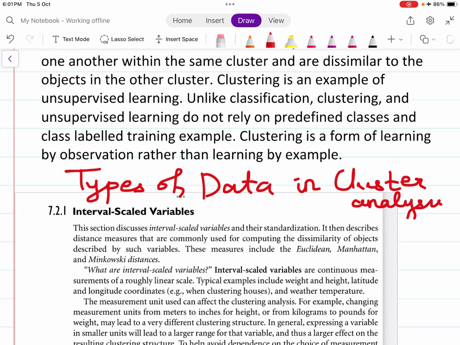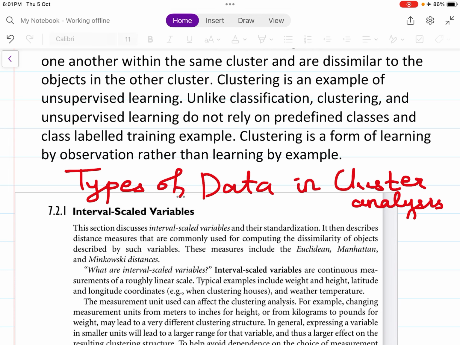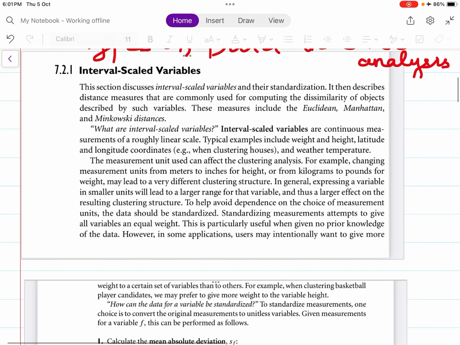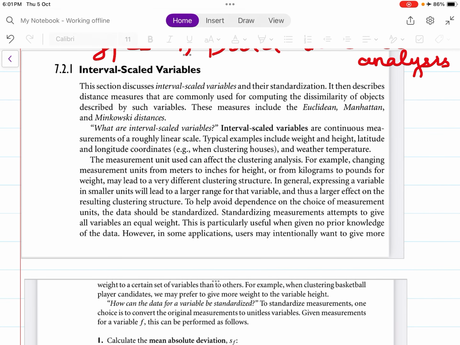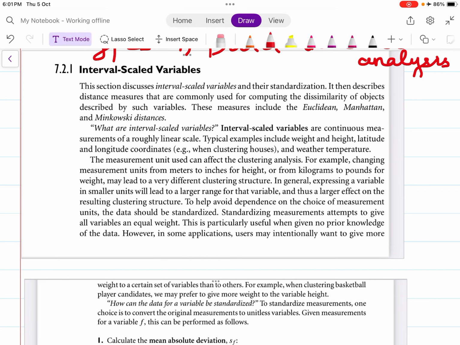So the first type is interval scaled variables. This section discusses interval scaled variables and their standardization. It then describes distance measures that are commonly used for computing the dissimilarity of objects described by such variables. The measures include the Euclidean distance, Manhattan distance, and Minkowski distance.